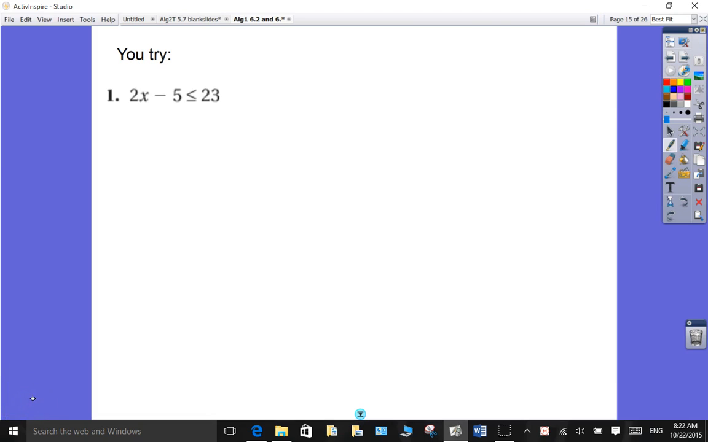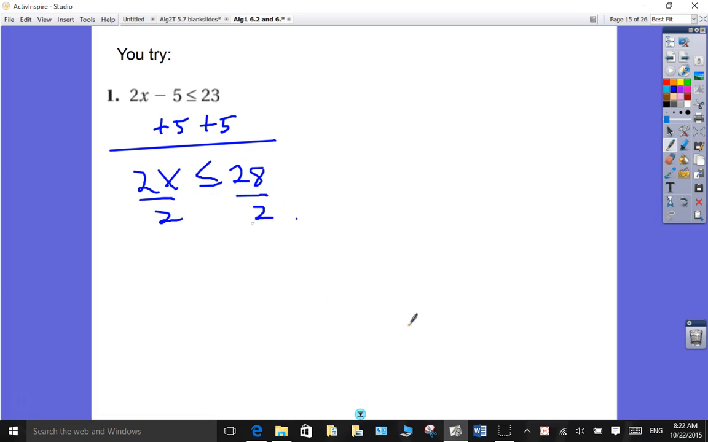Like that. Okay. So we can add 5. Divide by 2. X is less than or equal to 14.